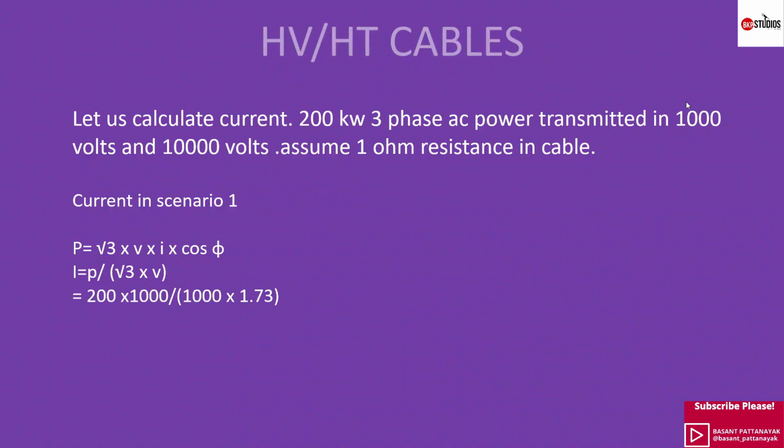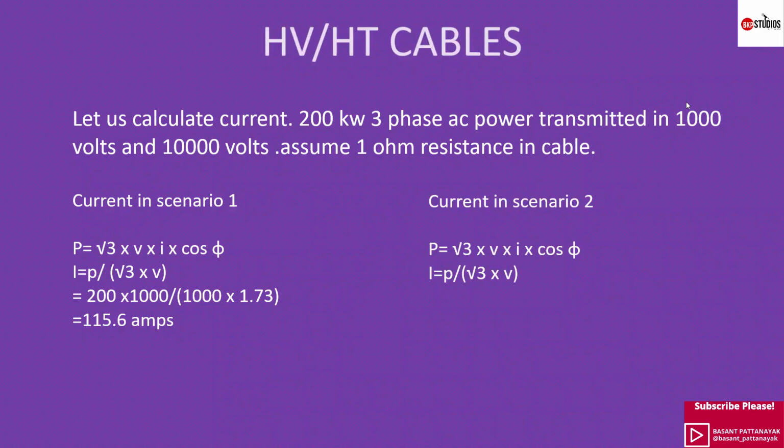If we substitute the values, the power is 200 kilowatt, so 200 into 1000 to convert it into watts, divided by root 3, 1.73, into voltage. The voltage in the first scenario is 1000 volts. If we solve this equation, we get 115.6 amps. If we transmit 200 kilowatt power at 1000 volt, the current will be 115.6 amps.